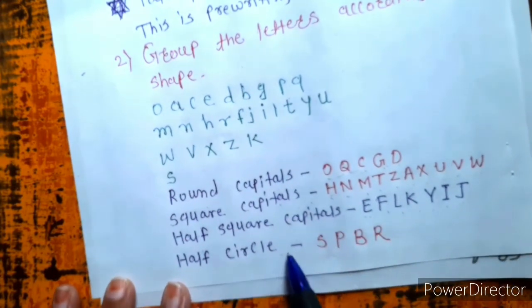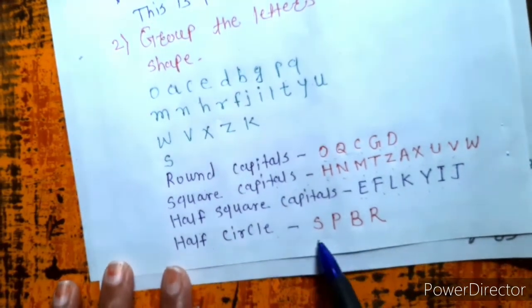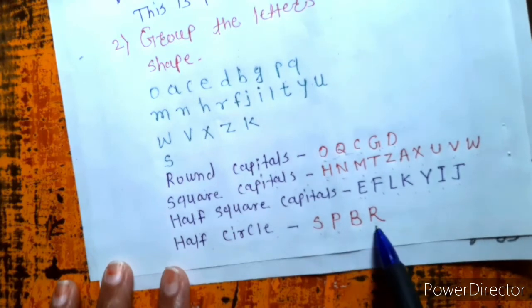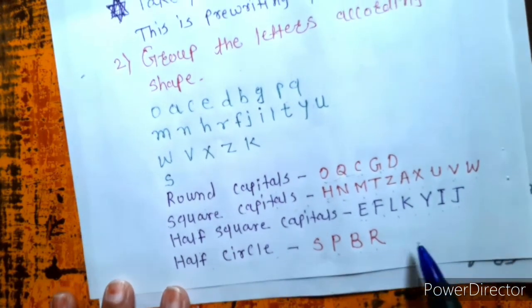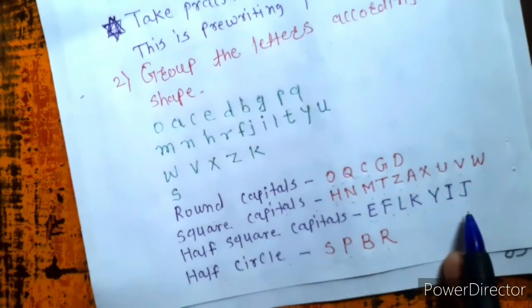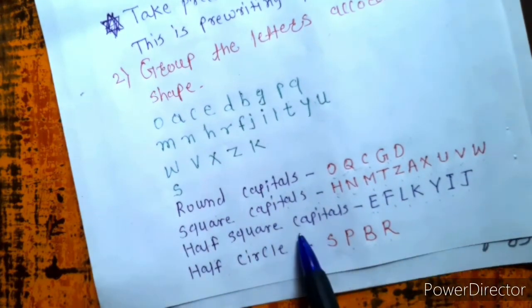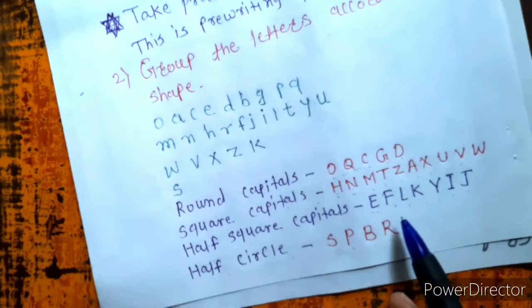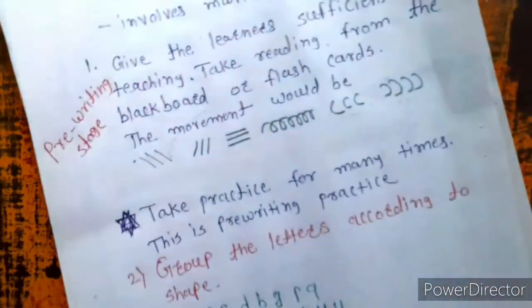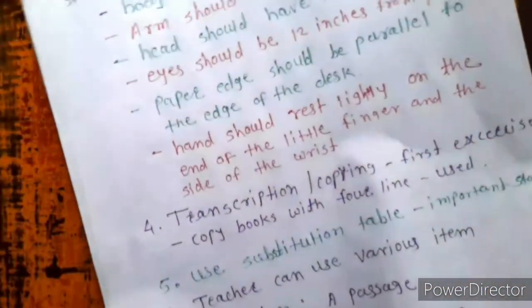And half circle letters, which are they? S, P, B, R. These letters are half circles. Okay, this is how we group the letters according to shape. So introduce small letters or capitals in the beginning, because each method has its advocates. Number third.